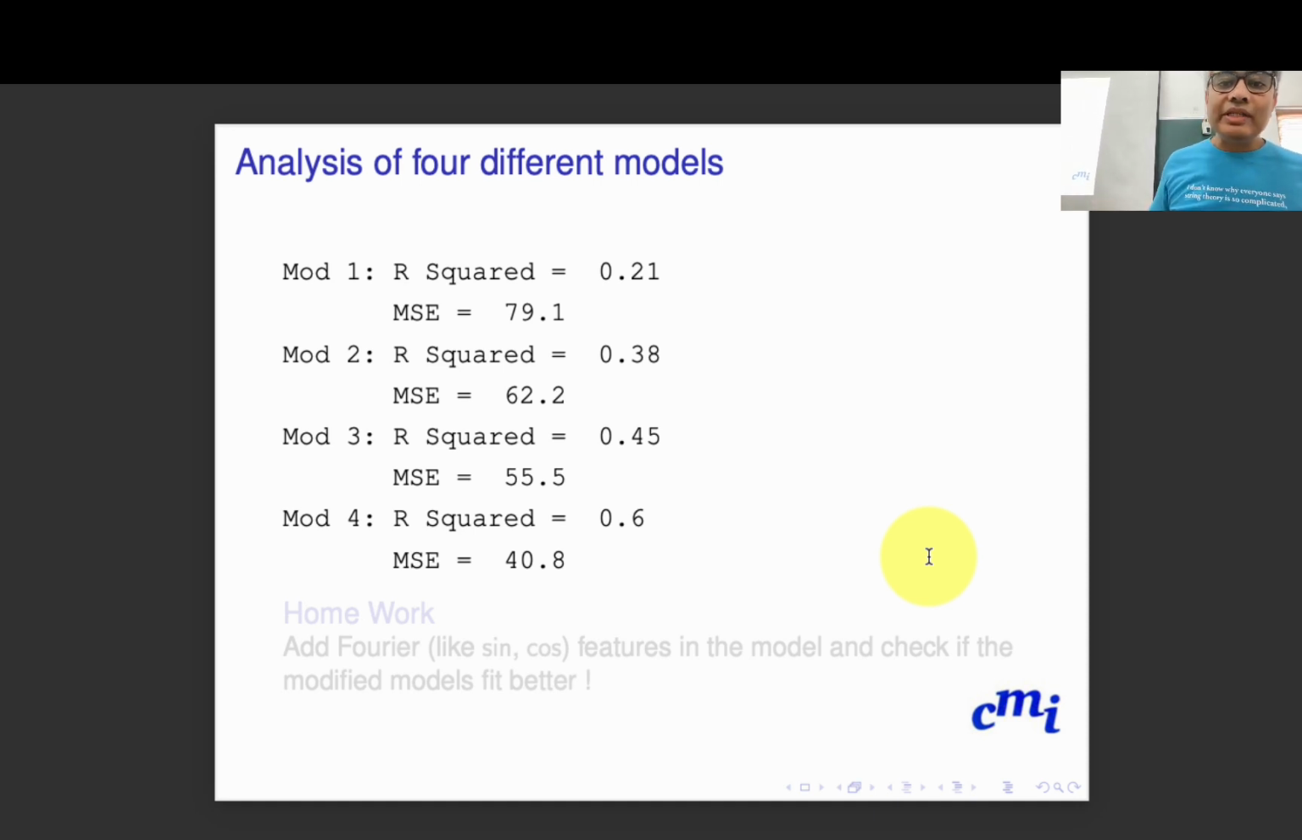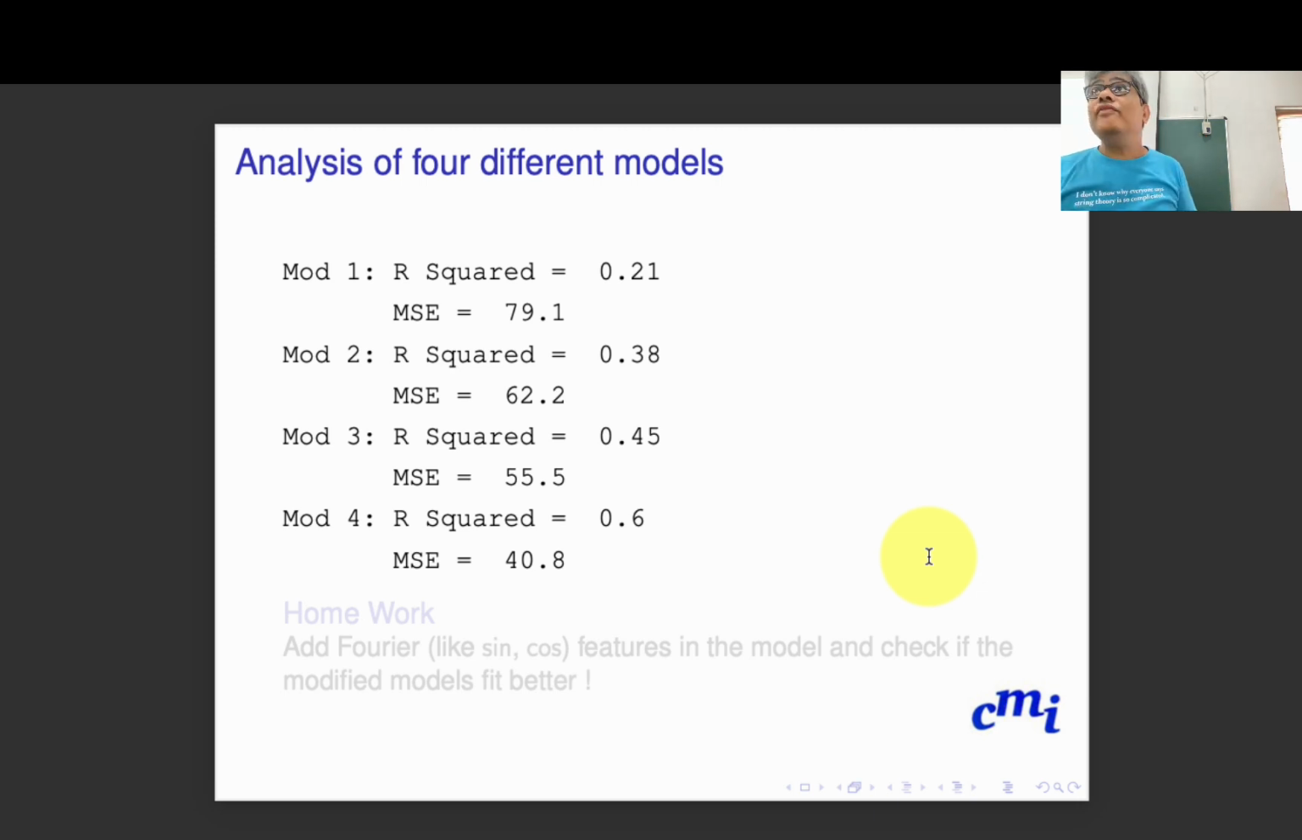Now, obviously, when I fit this data, I'll share the code with you guys, it gives me an R square of 0.21, 0.38, 0.45 and 0.6, and the mean square error about 79, 62, 55, 40. So mean square error dropping means also the performance of the model is increasing, right?